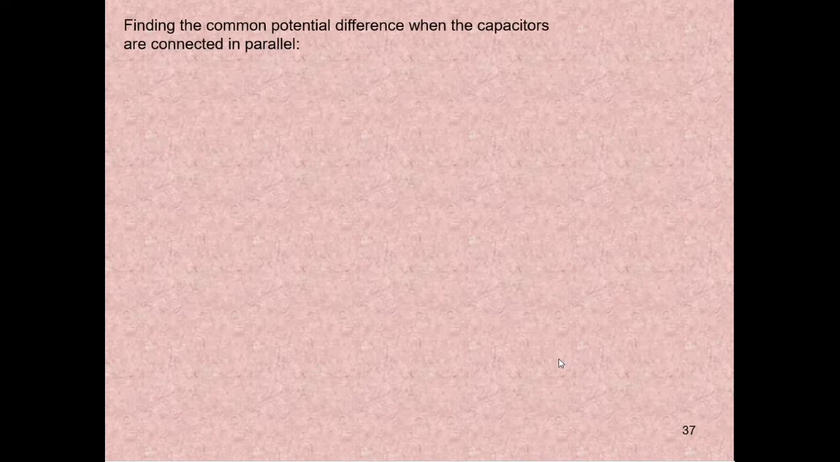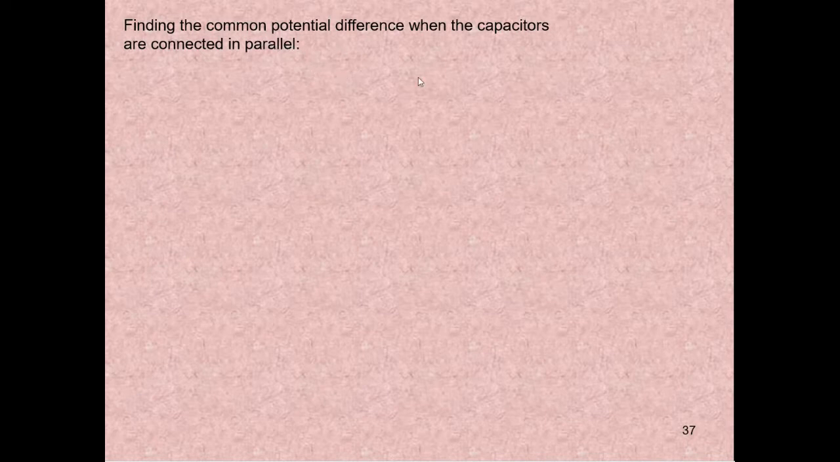Now we are going to see a new topic, that is finding the common potential difference. Common potential difference when the capacitors are connected in parallel. You can do it mainly in two ways. I will explain both the methods.